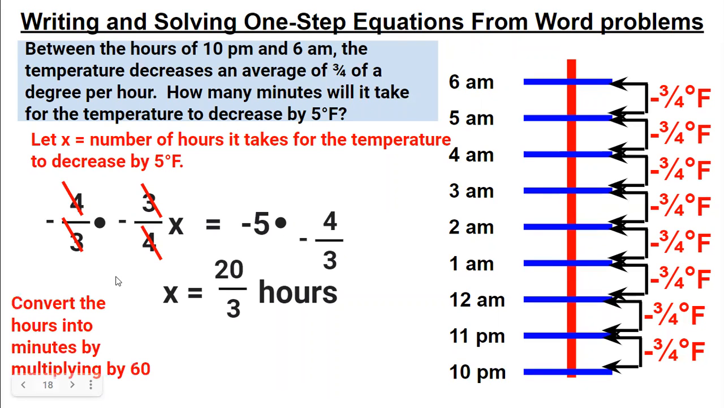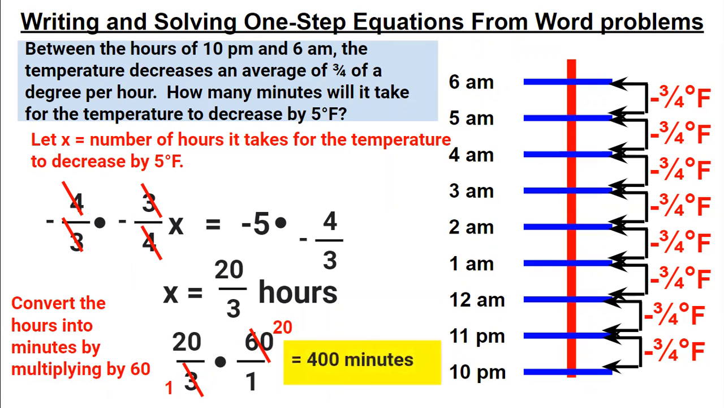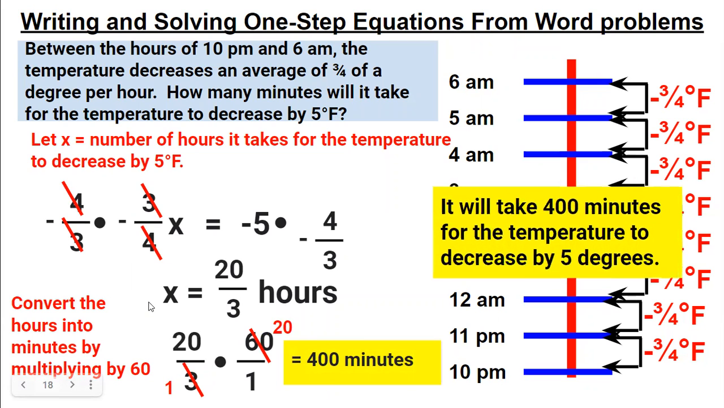Change that to a mixed number. Oh, we have to convert the hours to minutes because they asked how many minutes, not hours. So 20/3 times 60 minutes per 1 hour. Those cancel. We're left with 400 minutes, 20 times 20. So it will take 400 minutes for the temperature to decrease by 5 degrees.